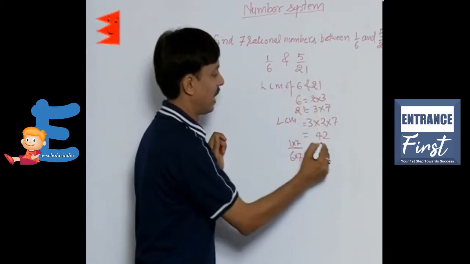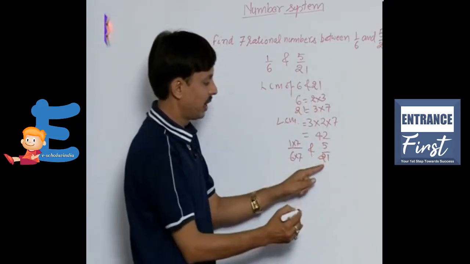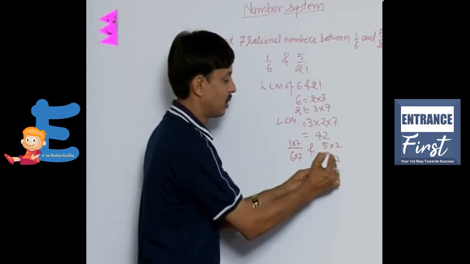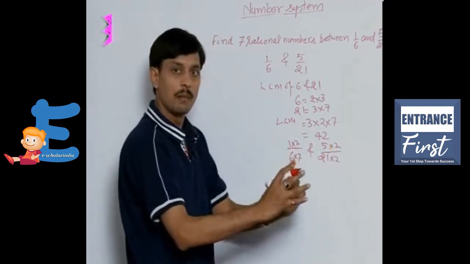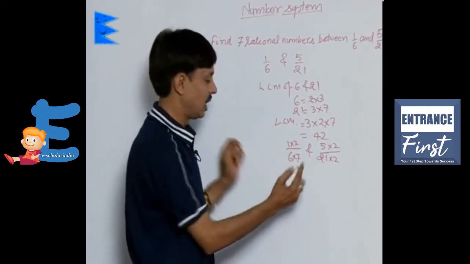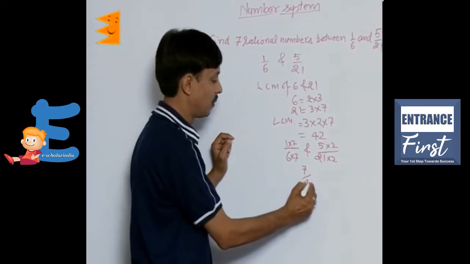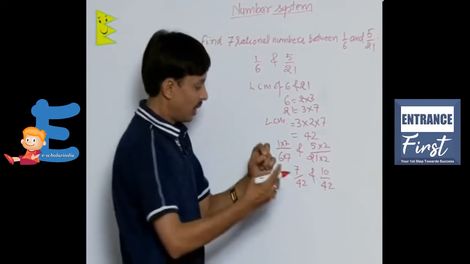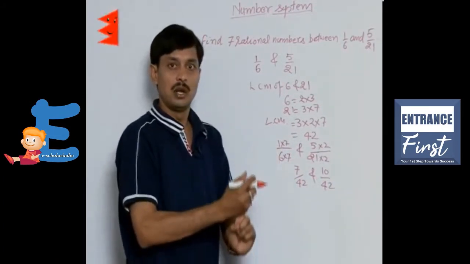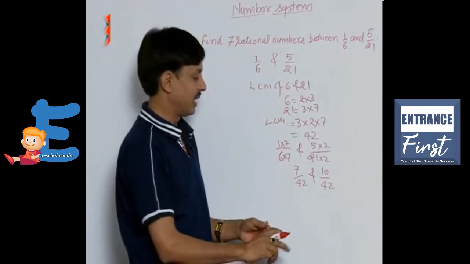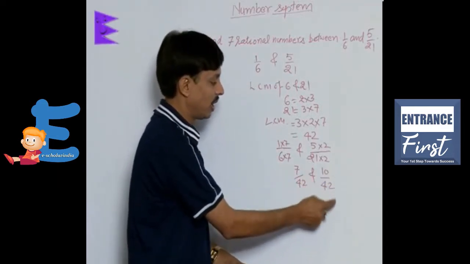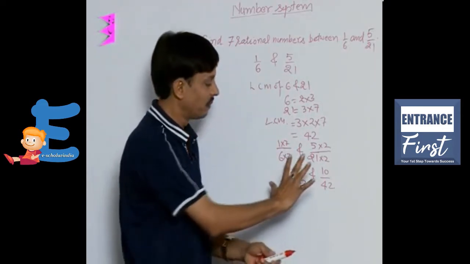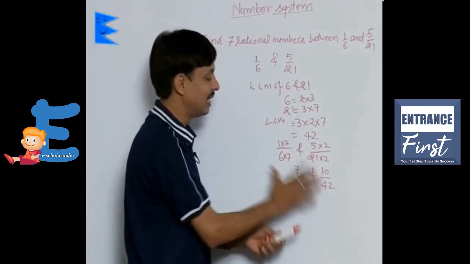Now we have 5 upon 21. To make it 42, we need to multiply it by 2, and we will multiply the numerator also by 2, because I want to keep the value of the rational number the same. So this converts to 7 by 42 and this converts to 10 by 42. If only two rational numbers are required, I can say 7 by 42 and 10 by 42 are the two numbers. 8 by 42 and 9 by 42 can be easily written.